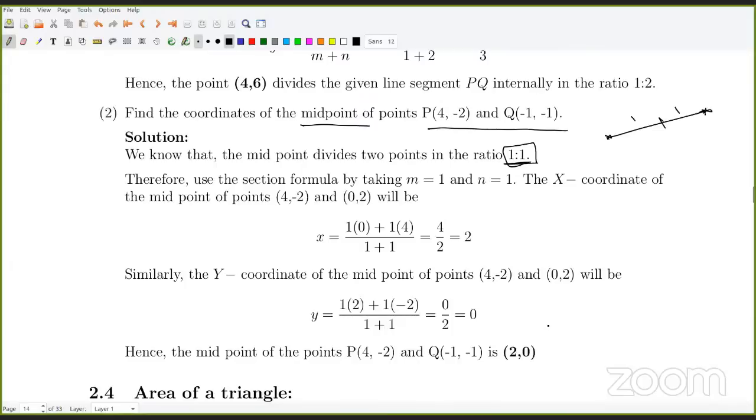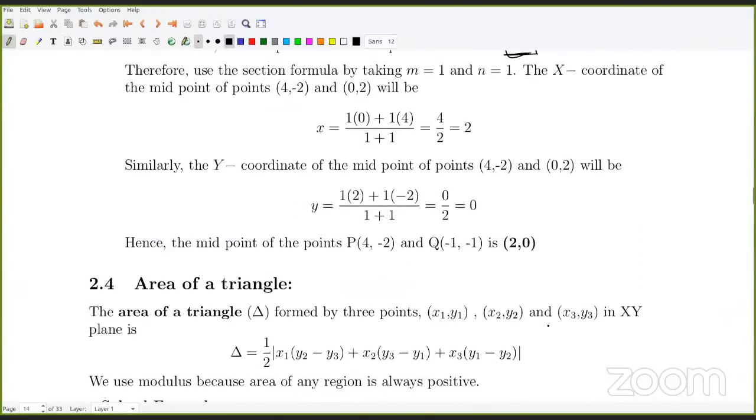Sir, I believe for midpoint we don't need to use the formula. We can directly add the coordinates and divide by 2. Yeah, you can directly add the coordinates and divide by 2. So that is also enough.